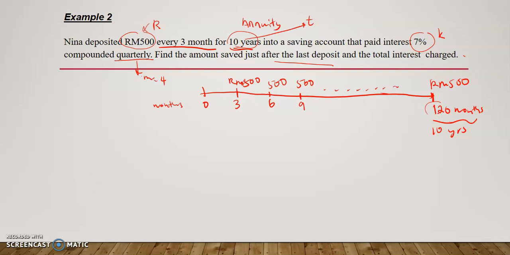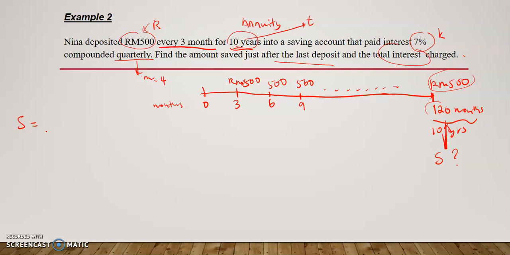The question asks you to find the amount saved just after the last deposit. So in this month, how much has Nina saved after she invests this amount. This is the last investment. This is your S. You must find the future value of this annuity. And for the next question, you must find the total interest earned or total interest charge.